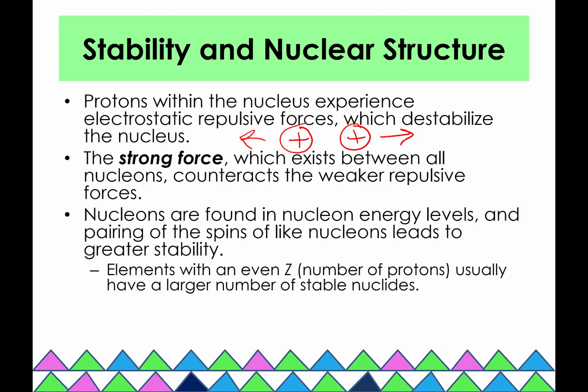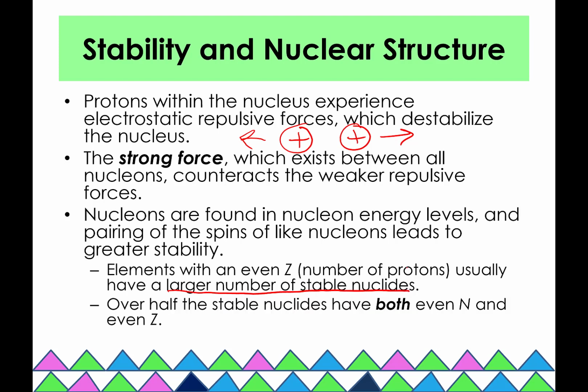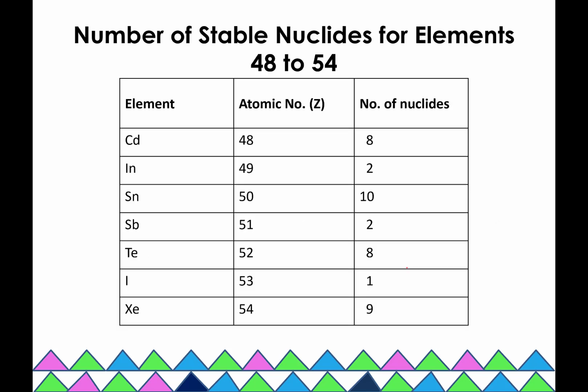So elements with an even number of protons usually have a larger number of stable nuclides. And over half of the stable nuclides have both an even number of neutrons and an even number of protons. So here's just a few examples. Look at the elements that have an even number of protons. Cadmium has 8 stable nuclides, tin has 10, tellurium has 8, and xenon has 9.